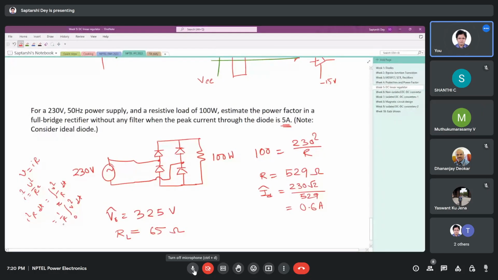No, it is RMS. No, just a minute. I'm not sure where this current is coming from. 230 volt, 15 per sub, still 100 watt.